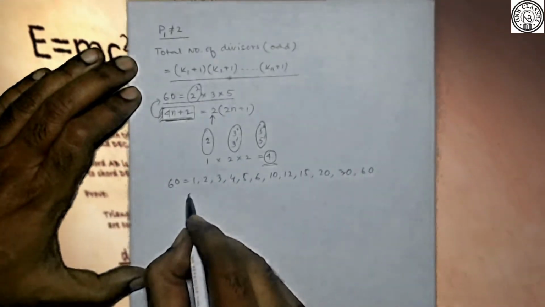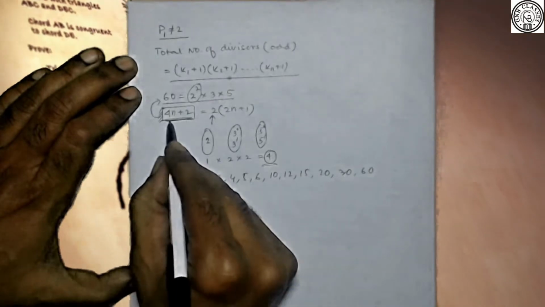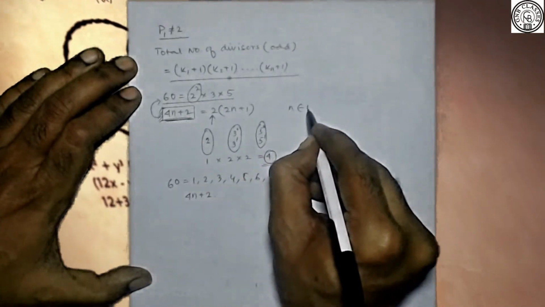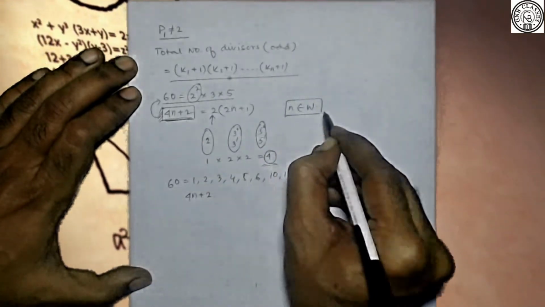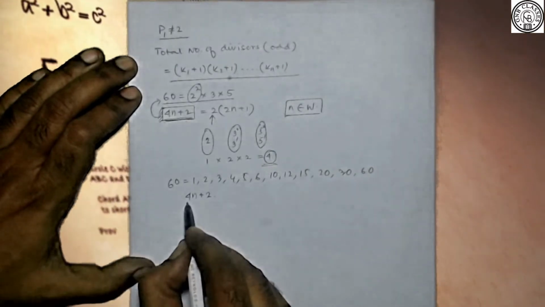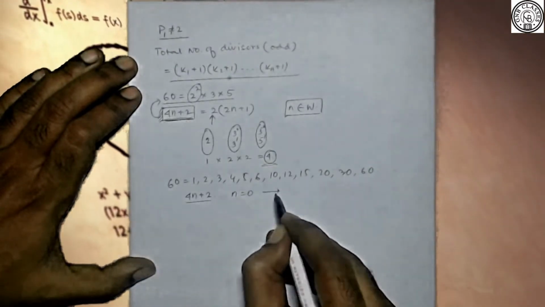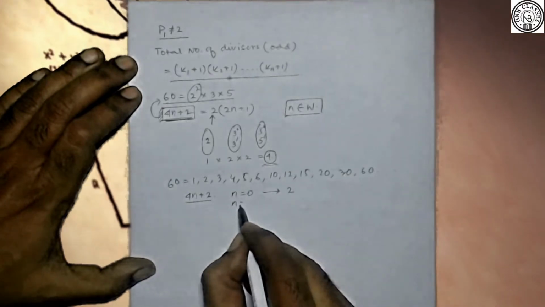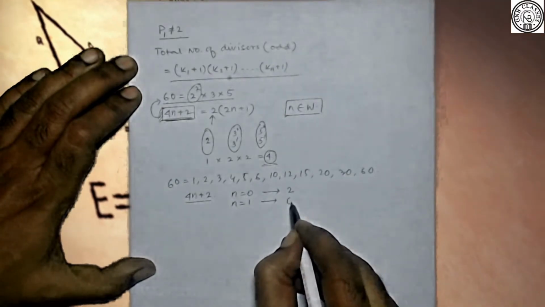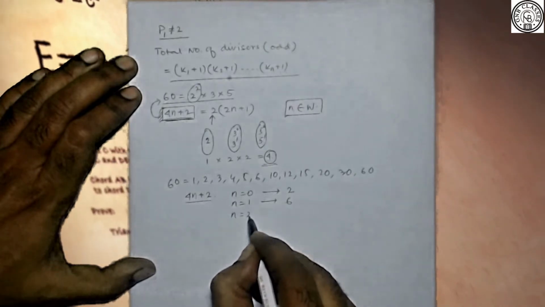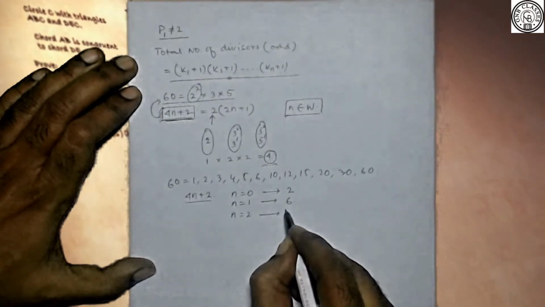So in that case you will find 4n plus 2. What is n? n is any whole number. Now of the form 4n plus 2, if n is 0, we are getting the factor as 2. If n is 1, we are getting the factor as 6. If n is 2, we are getting the factor as 10.